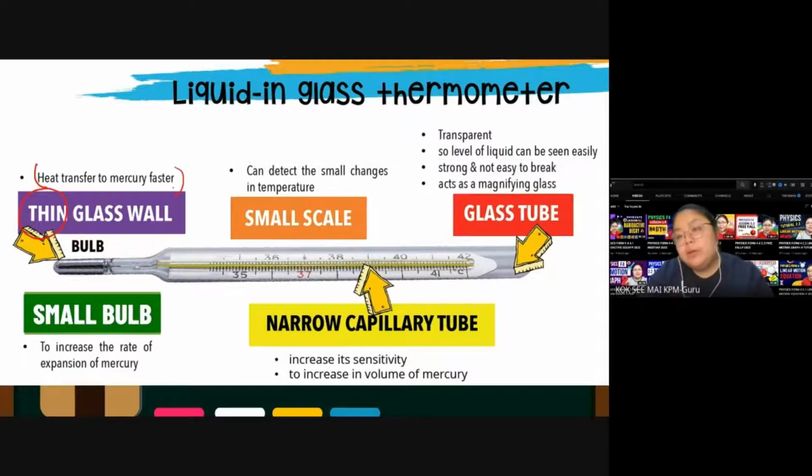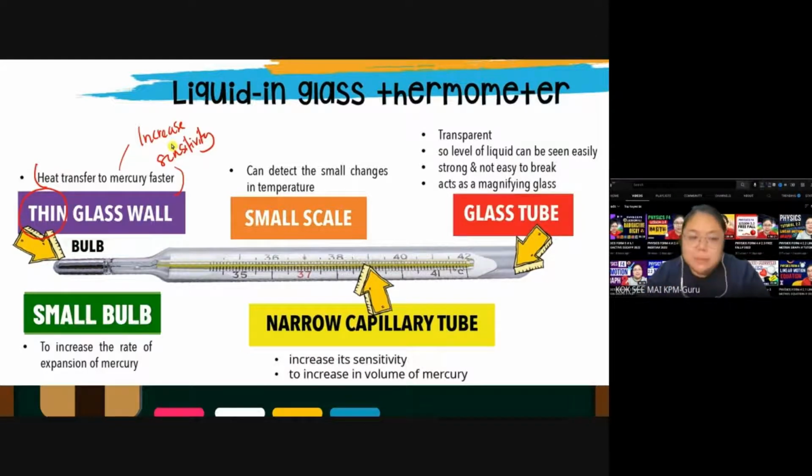So normally we say heat up, we never say cool down. When they ask you whether you want a thin or thick glass wall, your answer is, I want the thin. And the reason, heat up faster. You can say heat up faster. You also can say the mercury in the bulb can heat up faster. Some also say increase sensitivity. Okay, this is one of the points to increase sensitivity when I'm using a thin wall bulb.